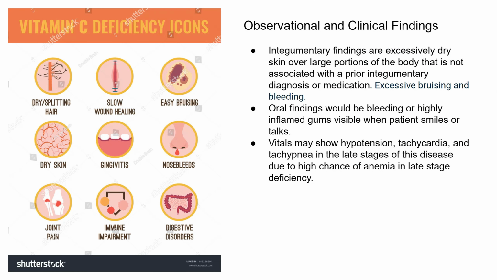For clinical exam in the integumentary system, findings would be excessively dry skin over large portions of the body. And of course, you should make the distinction whether they have some other integumentary disease that could explain those integumentary findings before assuming it's vitamin C deficiency. Note that some medications are associated with excessively dry skin as well. Oral findings would include bleeding or highly inflamed gums that could be visible when the patient smiles or talks. Vitals may show hypotension, tachycardia, and tachypnea in the late stages of the disease due to the anemia risk associated with late stage deficiency.